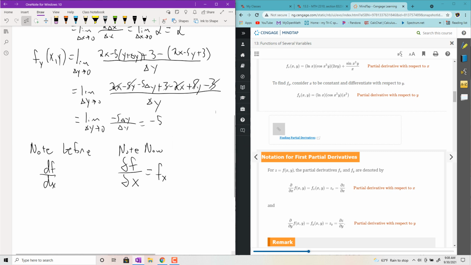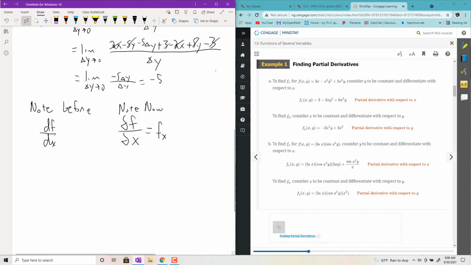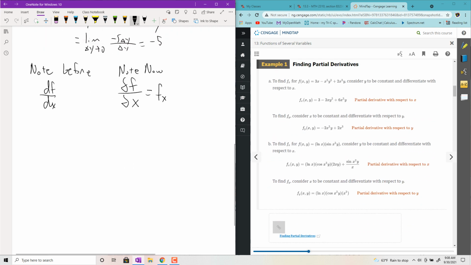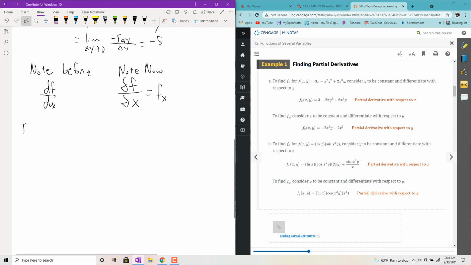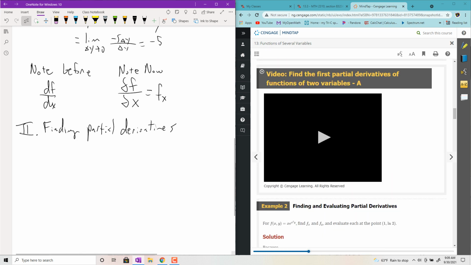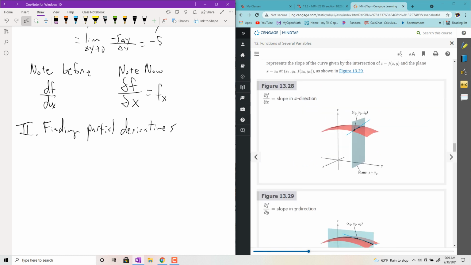So, anyways, let's start actually doing the computation for partial derivatives instead of doing the limit definitions. So, just finding partial derivatives. And before I get there, geometrically, maybe we should introduce that idea. I said it's basically the slope and direction.